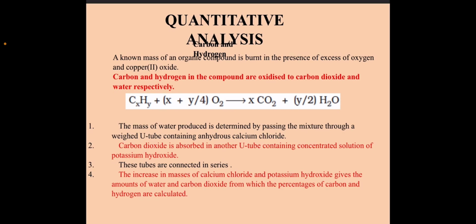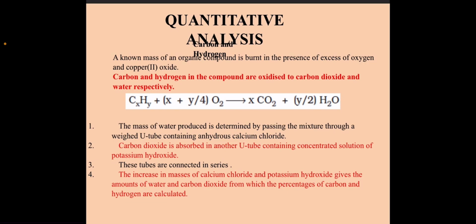A known mass of an organic compound is burnt in the presence of excess of oxygen. Carbon and hydrogen in the compound are oxidized to carbon dioxide and water respectively. Now the mass of water produced is determined by passing the mixture through a U tube containing anhydrous calcium chloride, that will absorb water and become hydrated. From that we can calculate the weight of water formed.